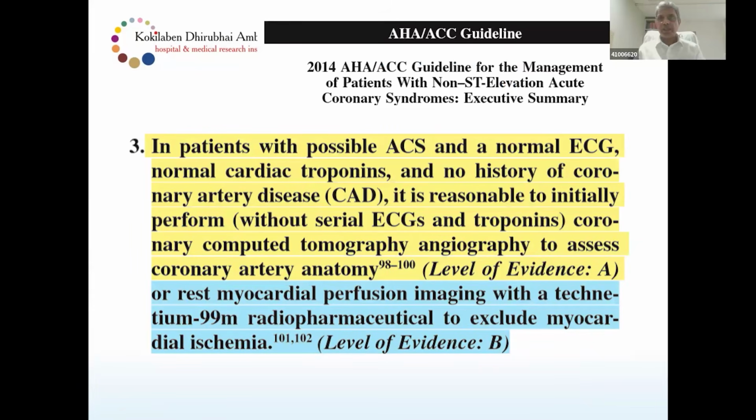So the 2014 AHA-ACC guideline for management of non-ST elevation acute coronary syndromes says that in patients with possible ACS and a normal ECG and normal cardiac troponins and no history of coronary artery disease in the past, it is reasonable to initially perform, you read it carefully, without serial ECGs and troponins, coronary computed tomography angiography directly to assess the coronary artery anatomy. So this is also given by the AHA-ACC guidelines.